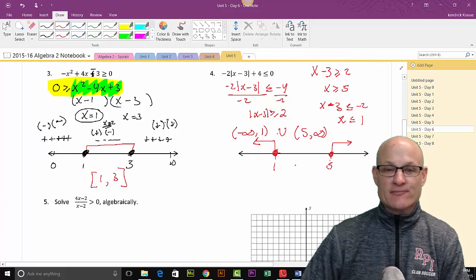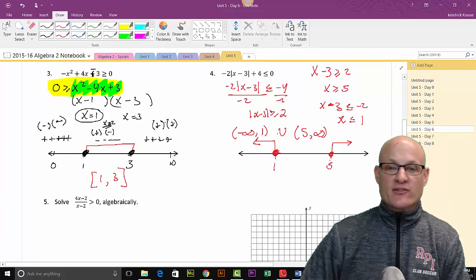And I have a mistake here. I have a mistake here because this has got a solid circle. These are equal to, so these should be brackets.